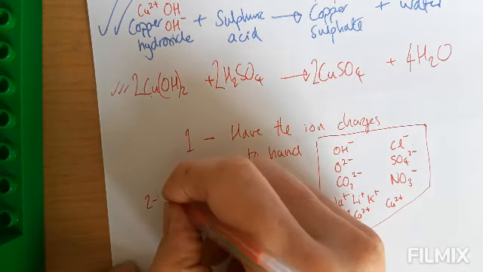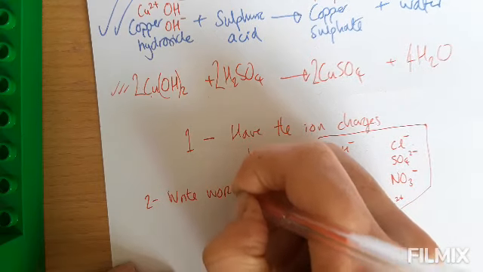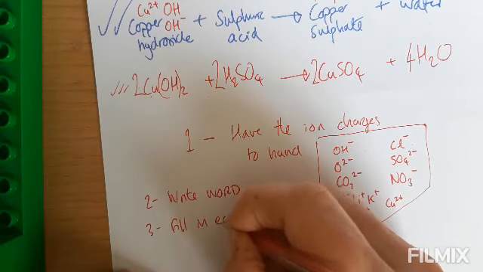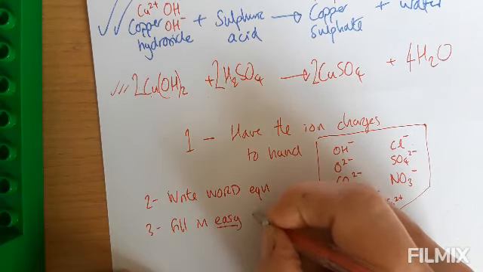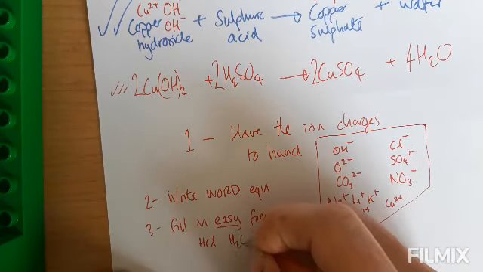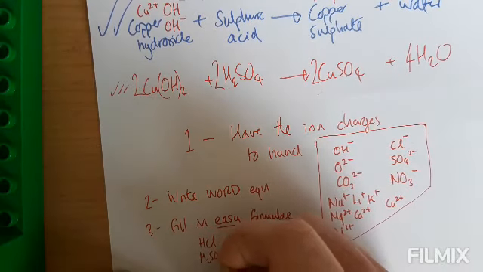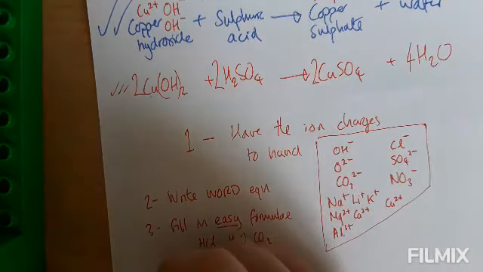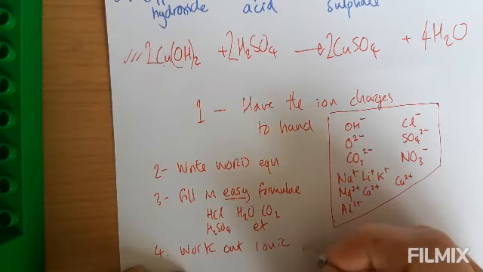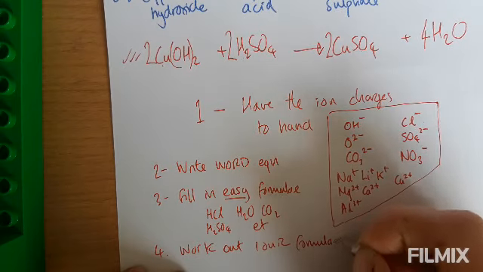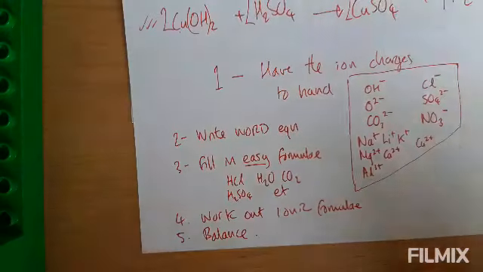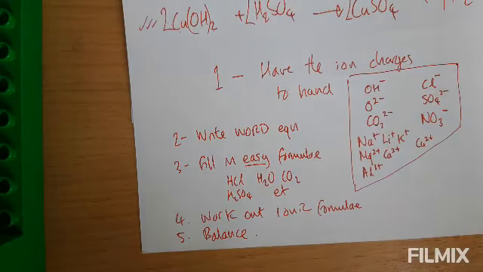Number 2, write the word equation. Number 3, fill in the easy formulae. You know, the HCl, the H2O, the CO2, the H2SO4, etc. Number 4 is work out ionic formulae of the salts, etc. And number 5, balance. Each of these steps gets you marks in the exam.